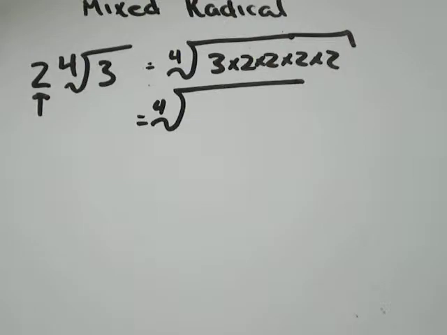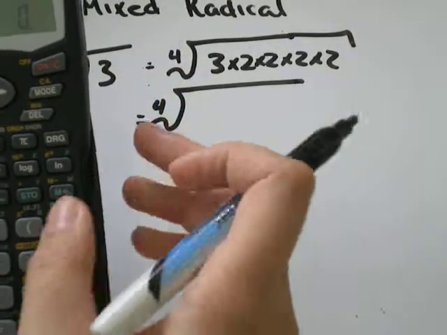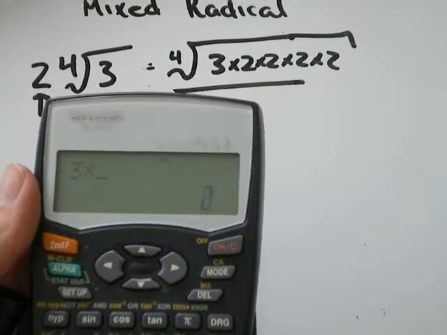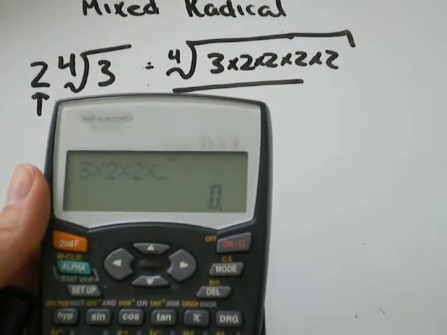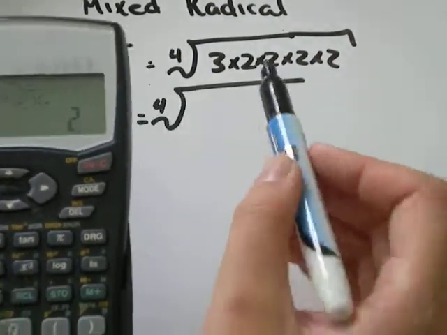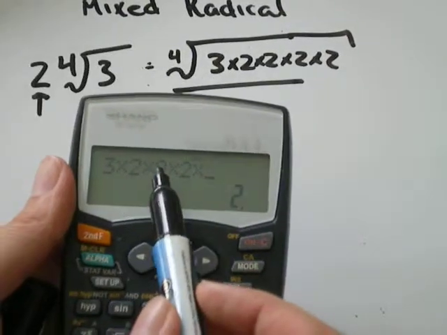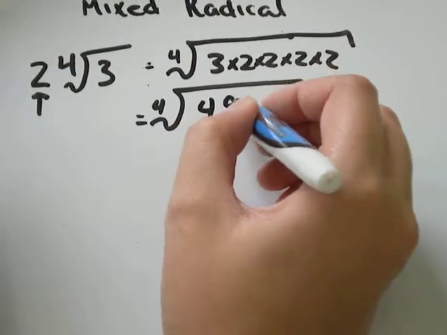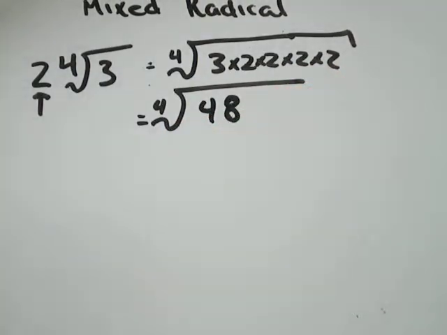You can take your calculator and go 3 times 2 times 2 times 2 times 2. Do I have enough 2's? 1, 2, 3, 4. And I got 48. So 2 the 4th root of 3 will be the same as the 4th root of 48.